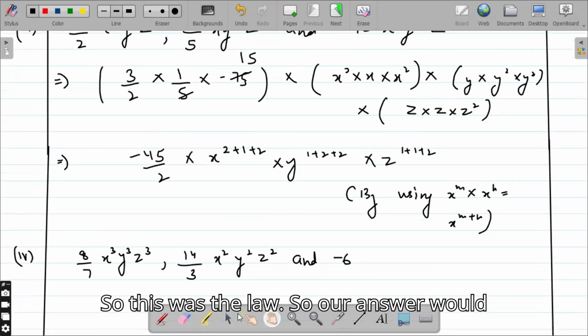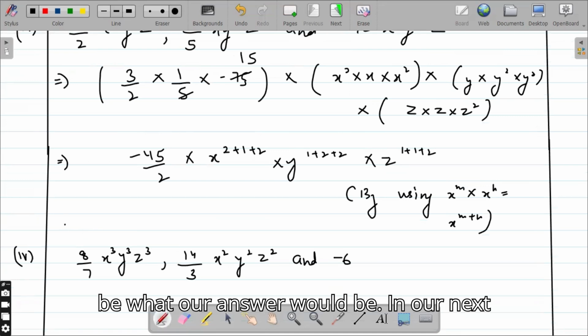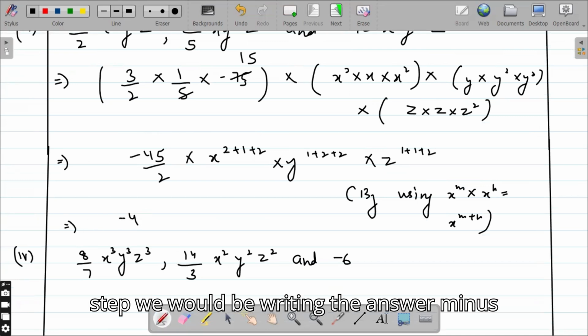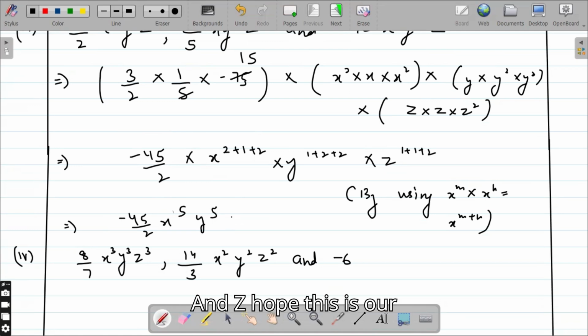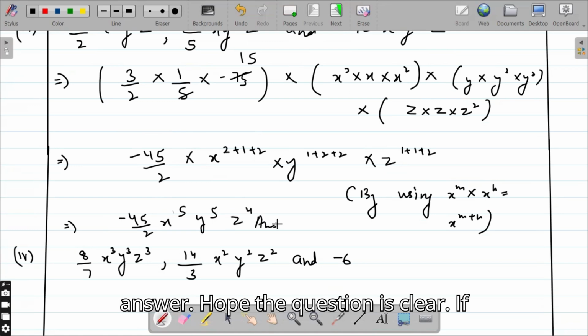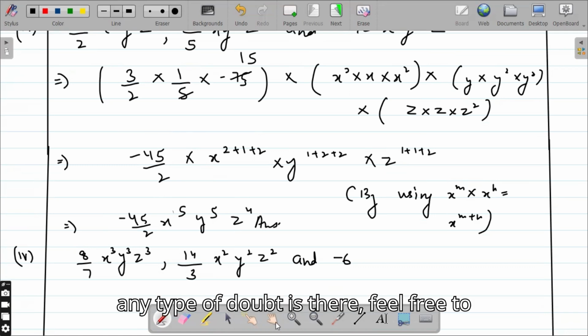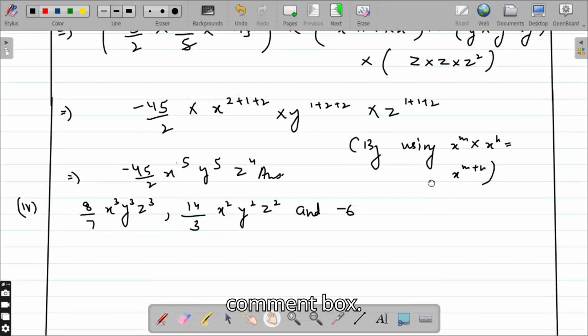So our answer would be, in our next step, minus 45 by 2, x^5, y^5, and z^4. This is our answer. Hope the question is clear. If any type of doubt is there, feel free to ask your doubt by commenting in the comment box.